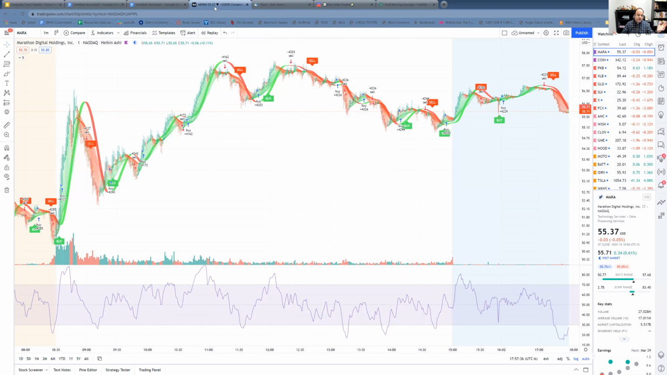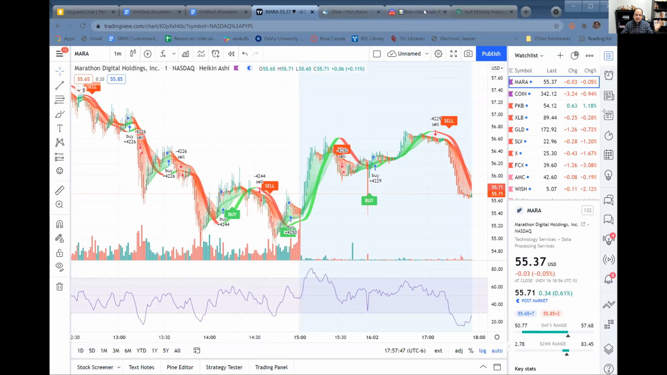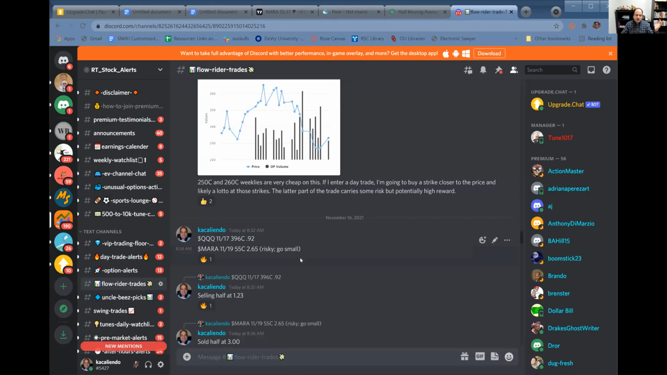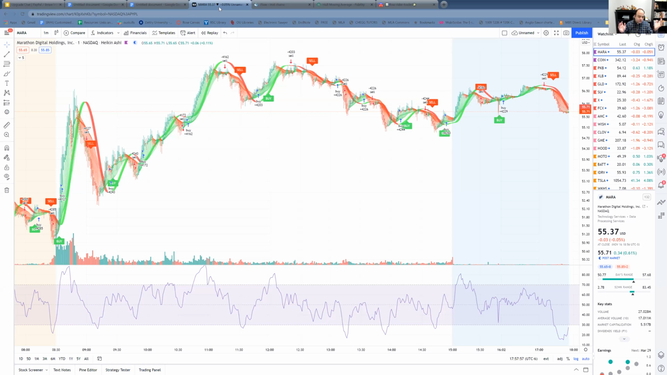Okay, so here's what happened. Here's my chart, and you can see that I alerted this pretty early. It was right around open. Let me get the exact time for us here. It was about 8:32, so it was right as the market opened. Why did I enter that? Well, here's TradingView, and here is what I was looking at.